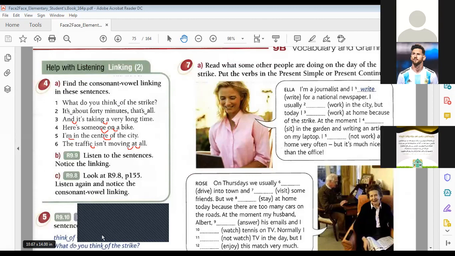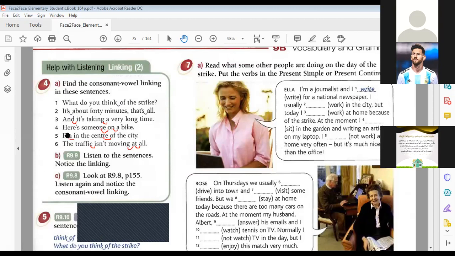Recording 9.9. 1. What do you think of the strike? 2. It's about 40 minutes, that's all. 3. And it's taking a very long time. 4. Here's someone on a bike. 5. I'm in the center of the city. 6. The traffic isn't moving at all.